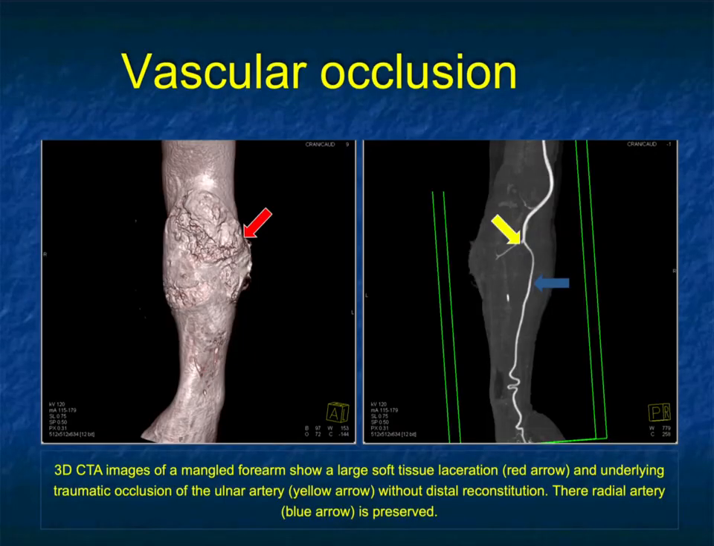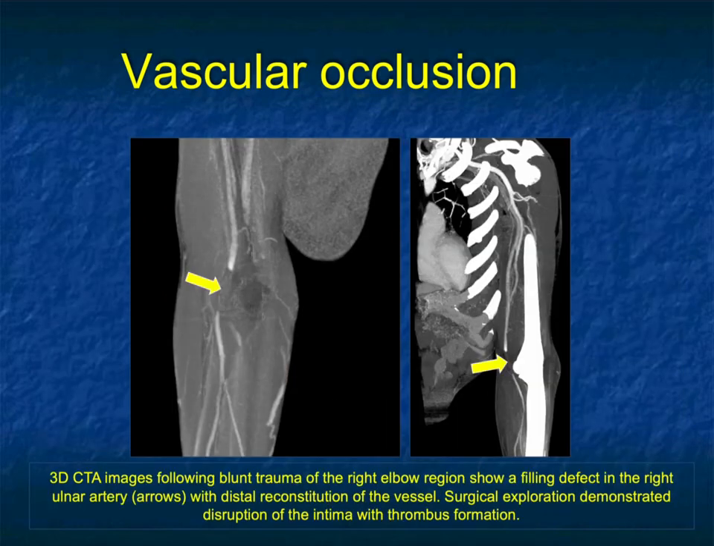Here's a nice example of vascular occlusion. This was a terrible case of a dog bite. You can see the mangled soft tissues. You can see the traumatic injury and occlusion of the ulnar artery without distal reconstitution. The radial artery is well defined, and you don't see any evidence of active bleeding in this case.